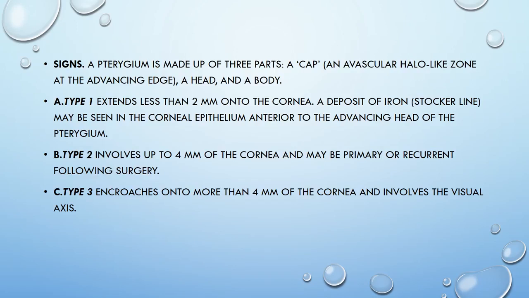Treatment. Number 1, medical treatment of the symptomatic patient involves tear substitutes and topical steroid for inflammation. The patient may also be advised to wear sunglasses to reduce UV exposure and decrease the growth stimulus. Number 2, surgical techniques. Simple excision, the bare sclera technique, is associated with high rates of recurrence, about 80%, which may be more aggressive than the initial lesion.